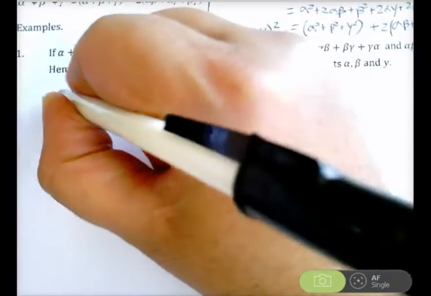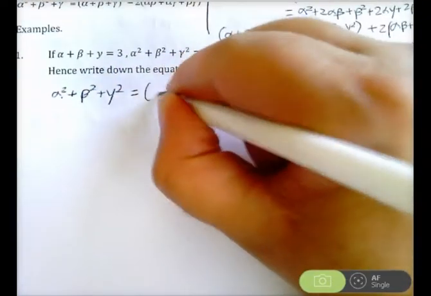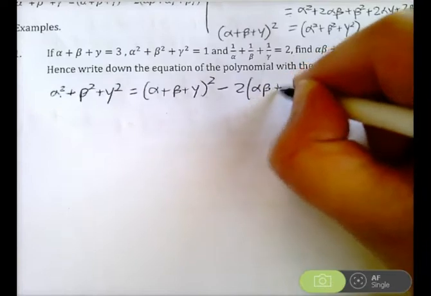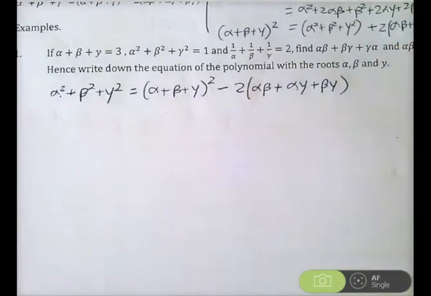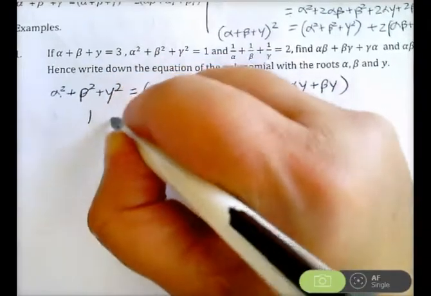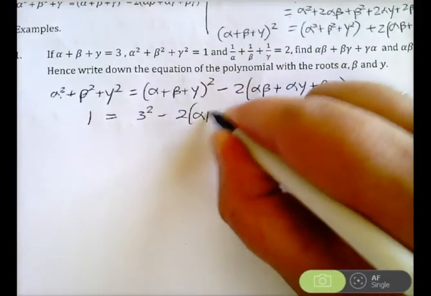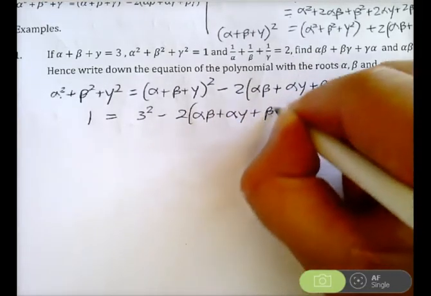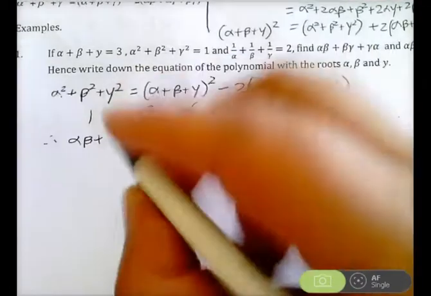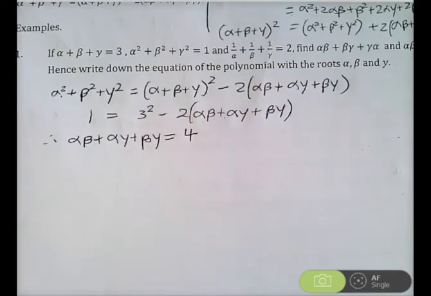So we'll start with our result. Alpha squared plus beta squared plus gamma squared is alpha plus beta plus gamma squared minus 2 lots of alpha beta plus alpha gamma plus beta gamma. Substituting in those results from the question, we know that 1 is equal to 3 squared minus 2 lots of alpha beta plus alpha gamma plus beta gamma. So just rearranging this, taking this over to the left and that to the right, you would get alpha beta plus alpha gamma plus beta gamma is 4. Okay, that's our first result.